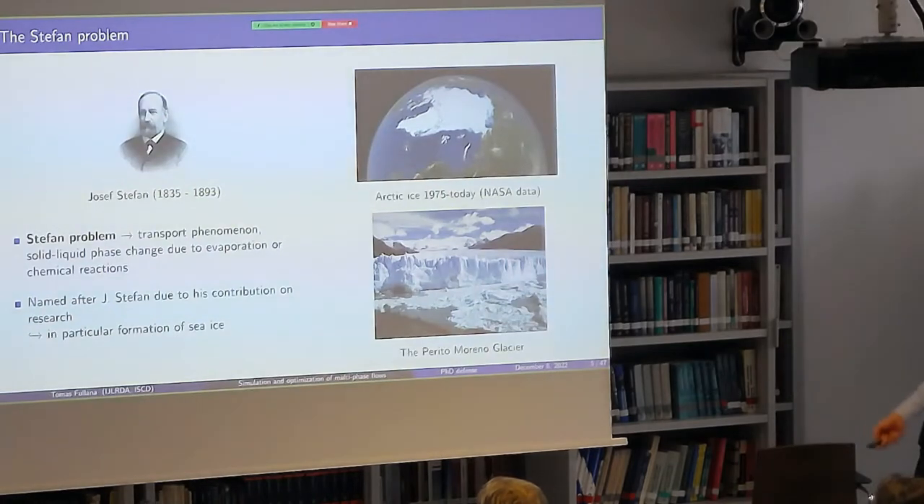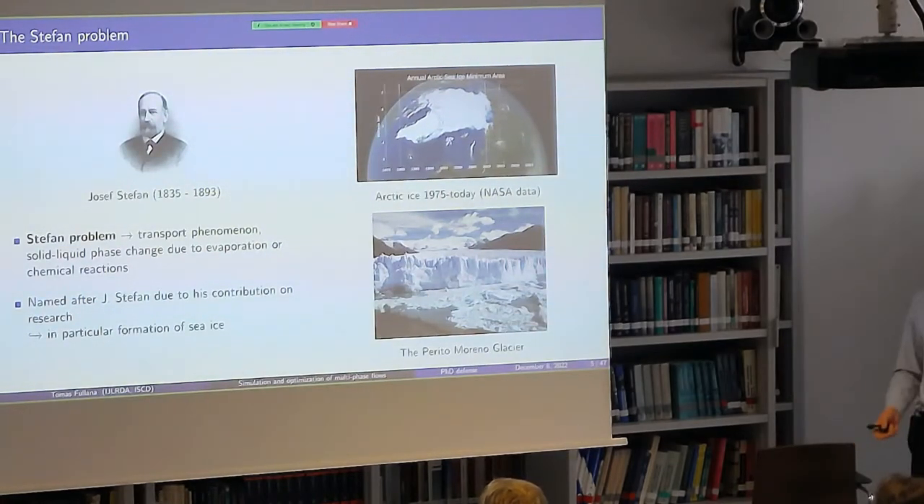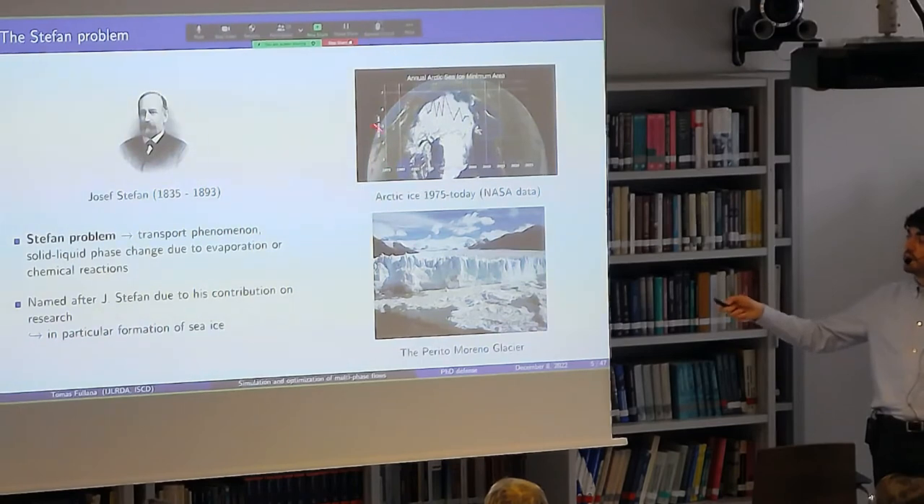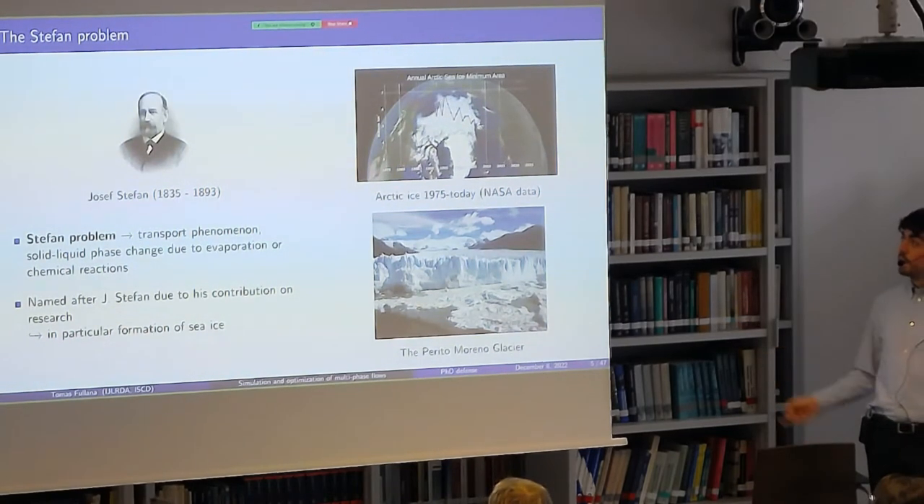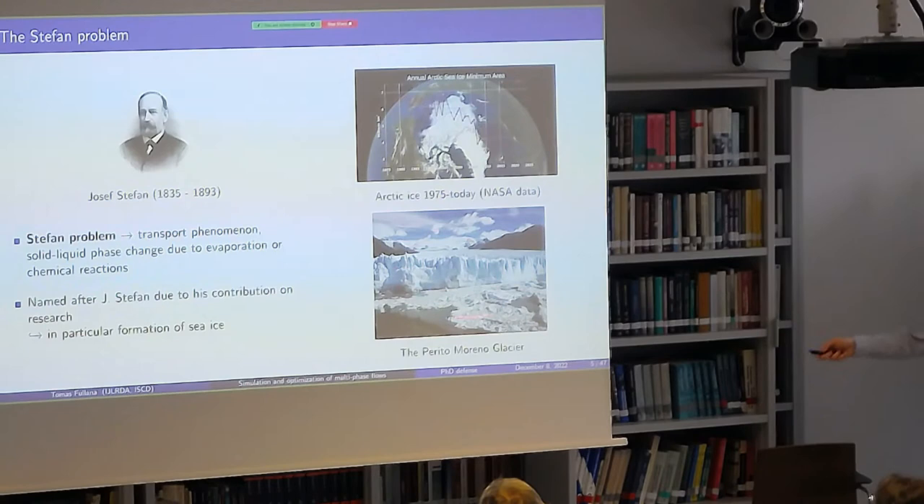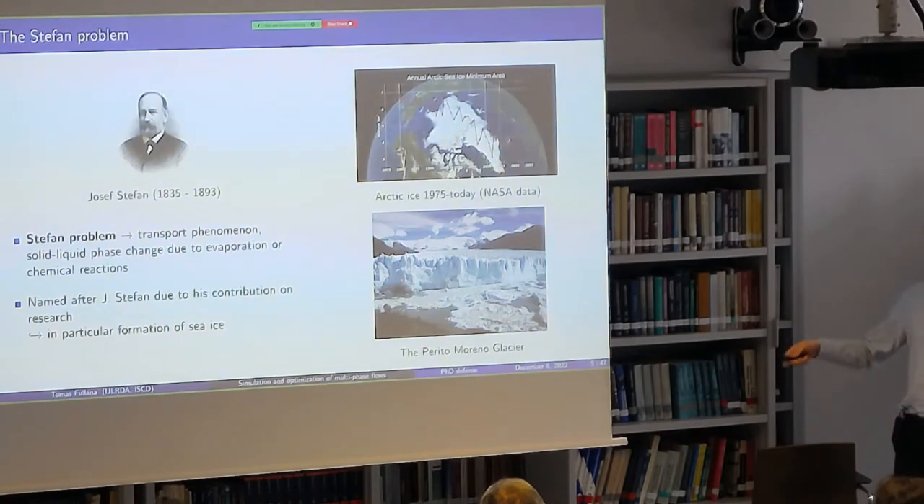So let me start first with the Stefan problem. This problem is a transport phenomenon that occurs between a liquid and a solid phase due to evaporation or chemical reaction. It is named after Joseph Stefan, an Austrian researcher, and in his study, he particularly focused on the creation of sea ice in the Arctic Sea. This is why I put here a movie of the minimal surface of sea ice as a function of time. We can see that it has been decreasing at an alarming rate since 1975. And here on the bottom right, I also put an image of a glacier at the tip of the South American continent, which might disappear in the 10 or 20 years to come.